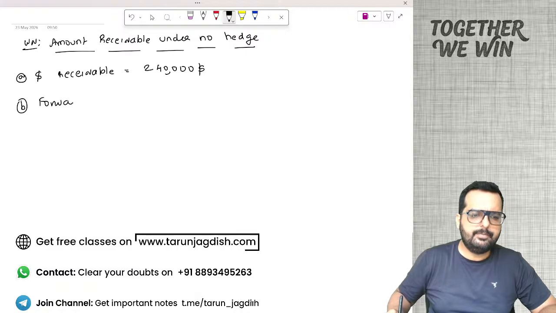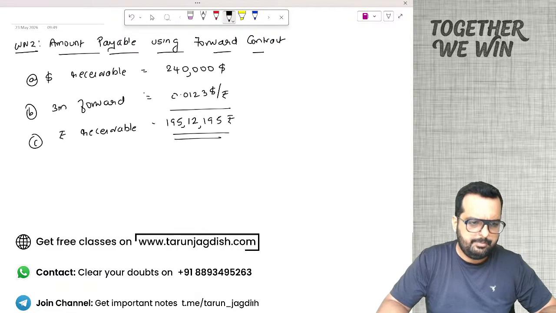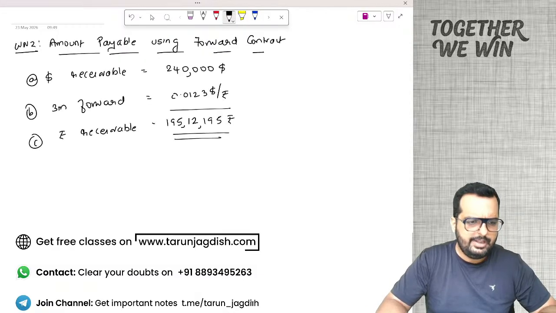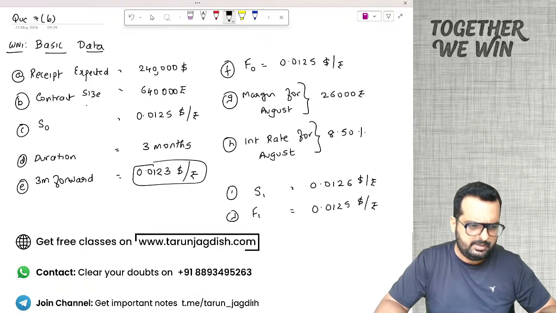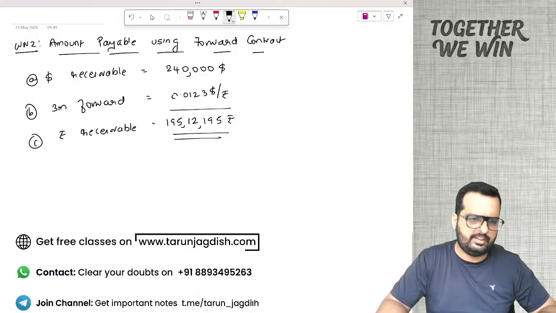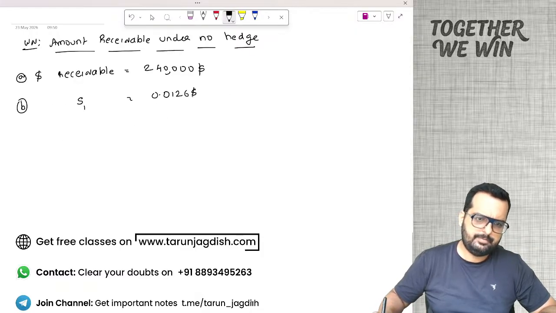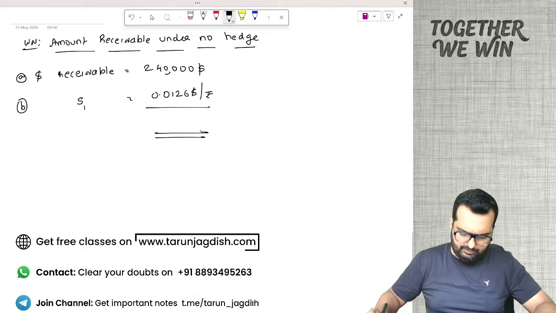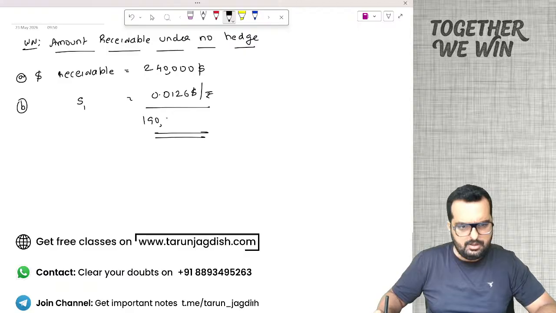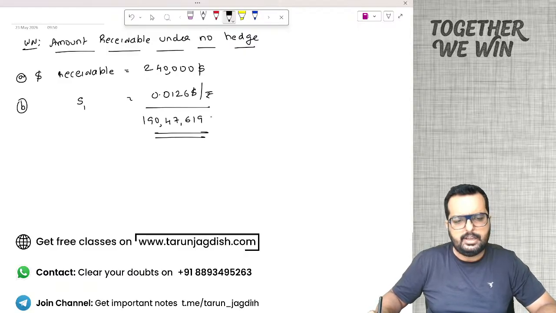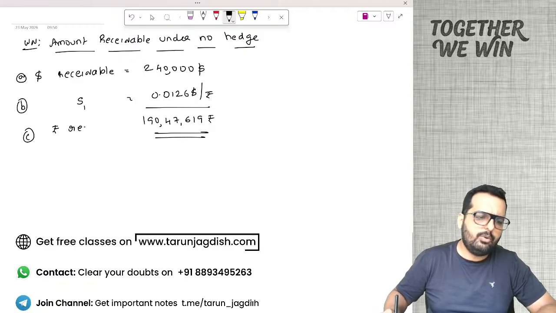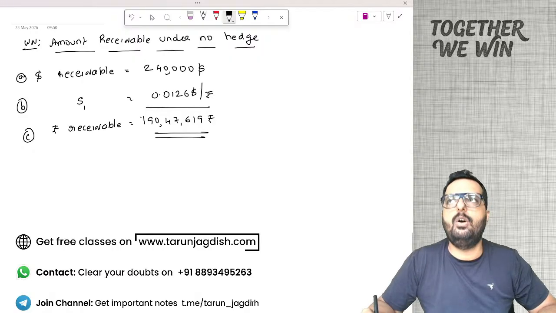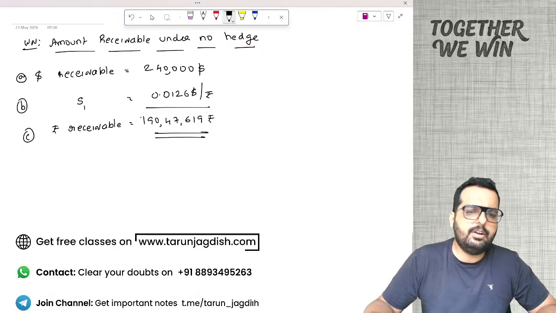Point number B: forward rate. So what is not forward rate? Now we are going for no hedging. So no hedging would mean I'll put the rate as S1. So how much is S1? Everyone tell me. 0.0126. So now what will happen? 2,40,000 divided by 0.0126. When you do, you get the answer as 190 lakh 47,619 rupees. This will be your rupee receivable. Are you all clear with this part now, friends? All right. So we are done with our no hedging part also.